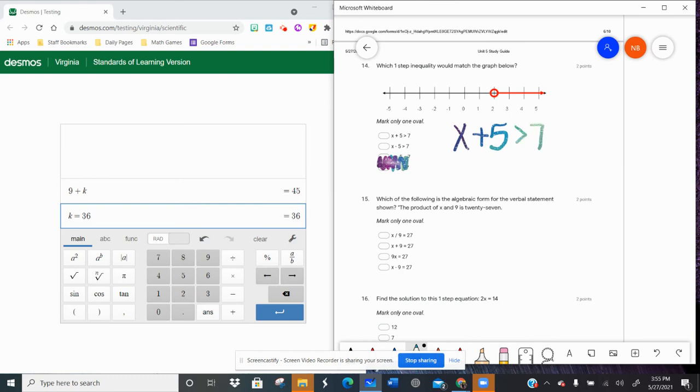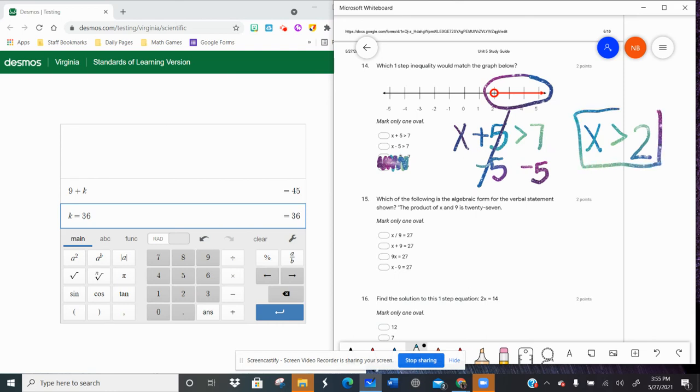I solve an inequality, or find the solution set to an inequality, just like an equation. I do the inverse operation. The opposite of plus 5 is minus 5. I subtract, that goes away. I get x greater than 7 minus 5, which is 2. X is greater than 2. Let's check the graph. We start at 2 and we're getting bigger. This graph shows those numbers are greater than 2. That happens to be the first one we chose, x plus 5 is greater than 7. That would be the one-step inequality that matches that answer.